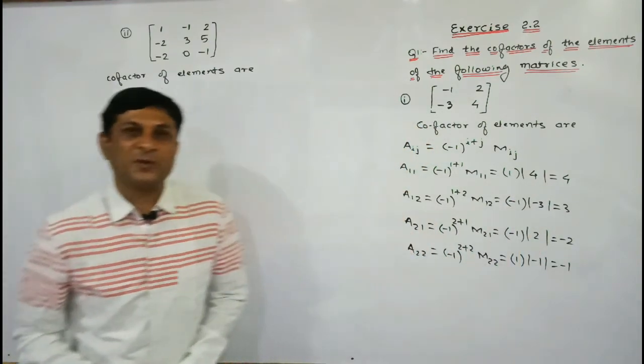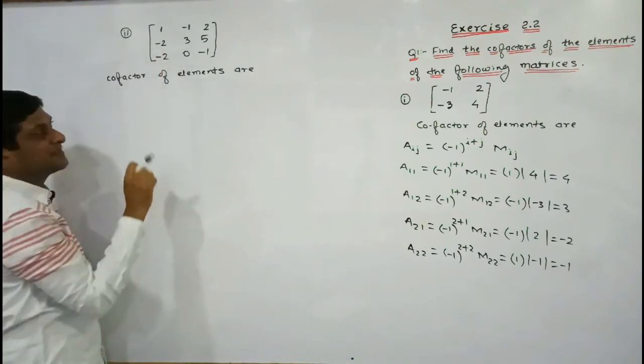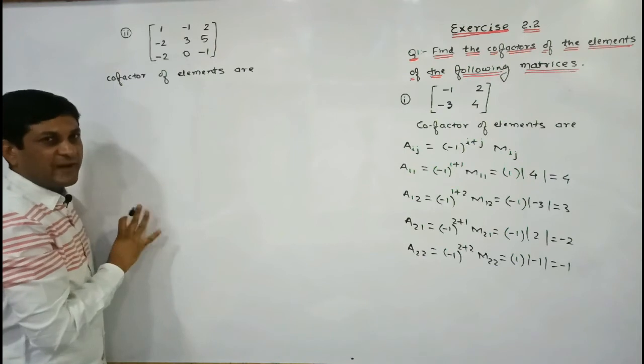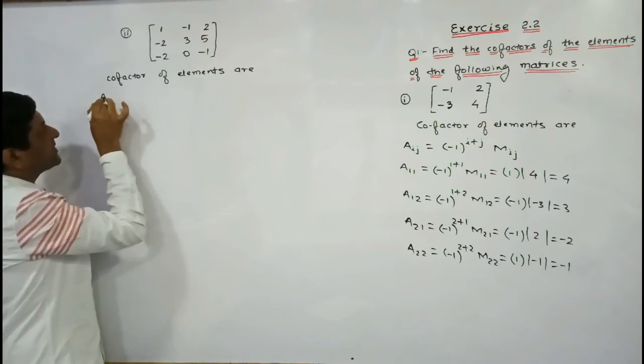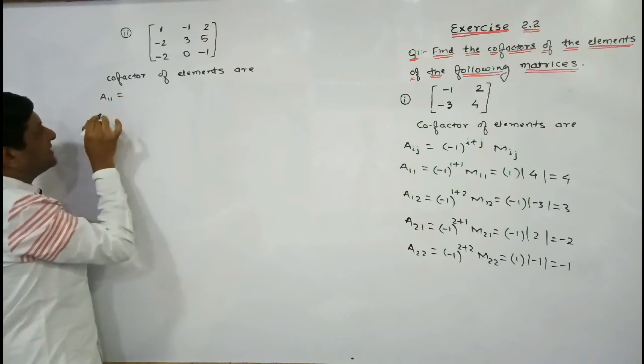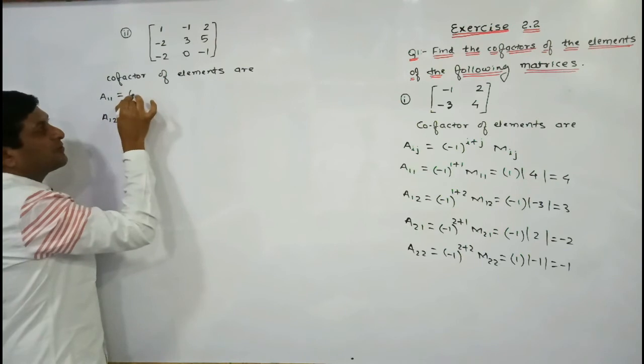Now let us try to solve the second example. In this second example also total 9 elements are there and we are trying to find out cofactor of all these 9 elements, where cofactor of first element is denoted by A11, second element is denoted by A12, and what is the formula to find out cofactor?